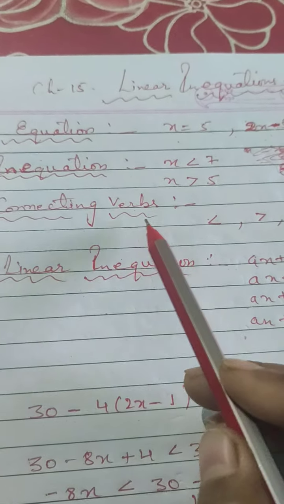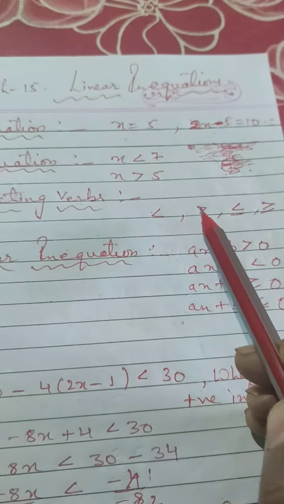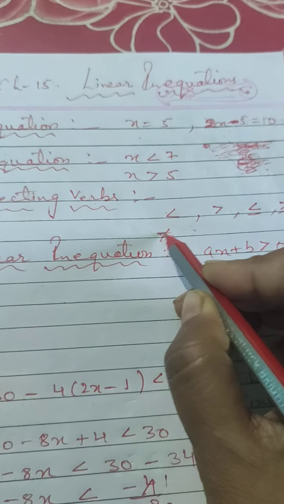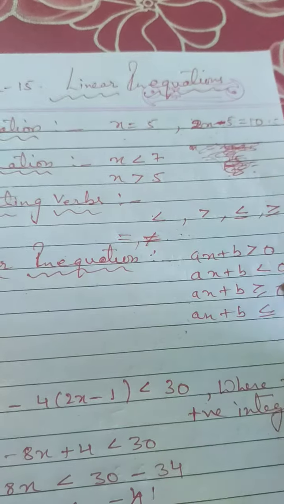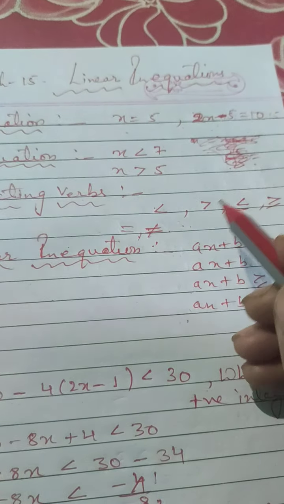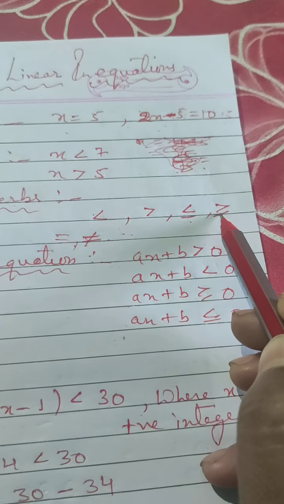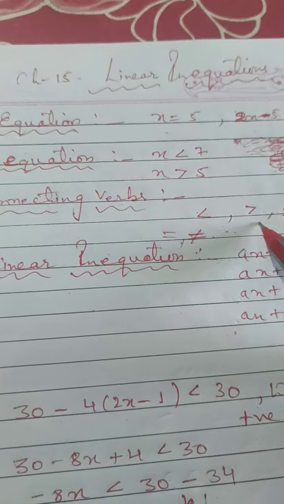Okay. Now what is connecting verb, children? Connecting verb is the symbol greater than, less than, not equal to sign. This is not equal to sign. Okay. Equal to, not equal to, greater than, less than, greater than and equal to, less than and equal to. These are the connecting verbs. These are the symbols.